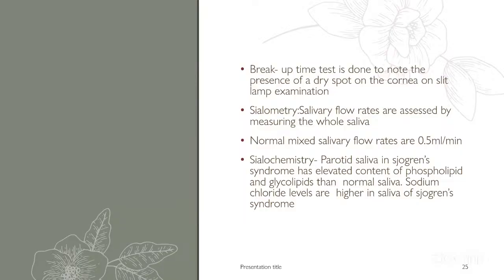And sialometry is the salivary flow rate estimation. This can be done. The normal rate is 0.5 ml per minute. If it is less than that, it is xerostomia. And sialochemistry is the assessment of the chemical constituents of saliva. So parotid saliva in Sjogren syndrome has elevated content of phospholipids and glycolipids. And sodium chloride levels are also higher in the saliva of Sjogren syndrome.